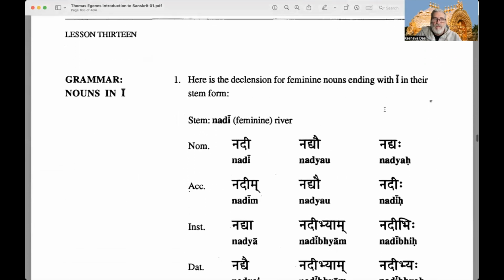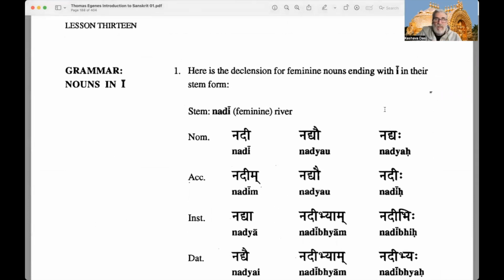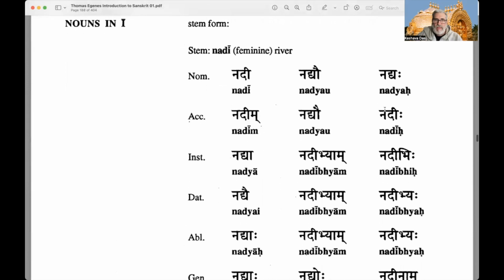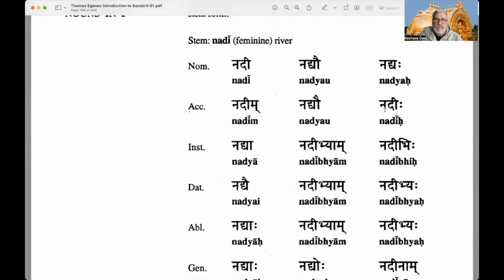Okay, so now moving on, the next section is about long I ending stems, feminine long I ending nouns. We haven't even got I ending nouns for masculine or neuter, but we're going to have feminine long I ending nouns. Why? Because they're probably more important anyway. So the paradigm here is of nadi. Nadi means river. So let's just run through it. Here's the declension. Nadi, feminine, a river.